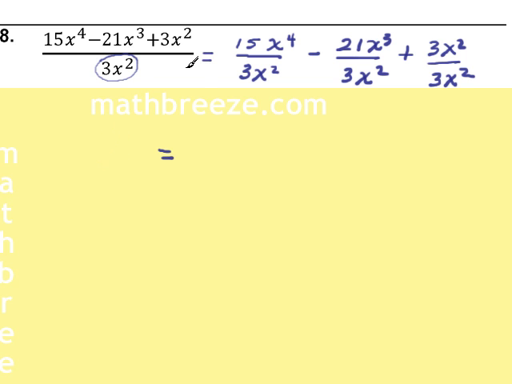So the first division, we have 3 goes into 15 5 times. X to the 4th divided by x squared is x squared. 21 divided by 3 is 7. And x cubed divided by x squared is x. And then 3x squared divided by 3x squared is 1. Anything divided by itself is 1.